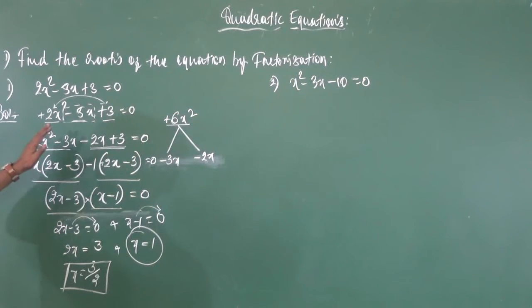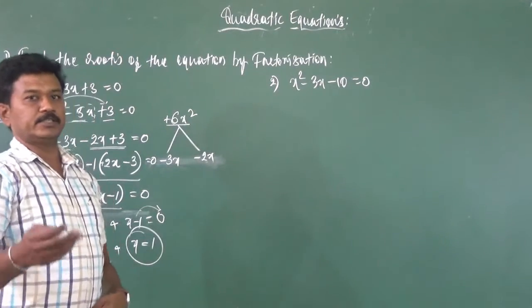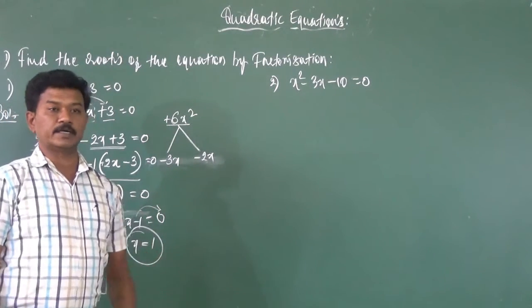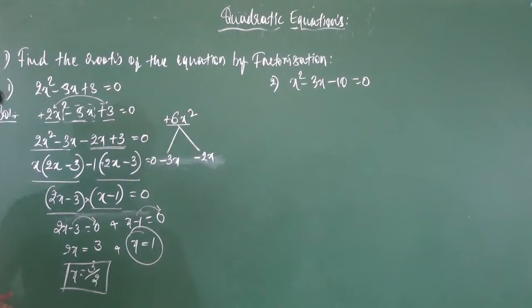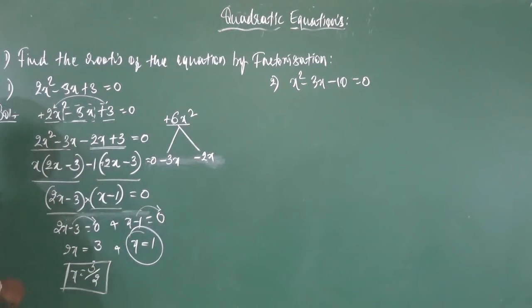Here, one of the students yesterday called me and asked me, sir, why are they called roots of a quadratic equation? That's a very nice question. So here 3 by 2 is a root of this and 1 is a root of this. So why are they called roots?